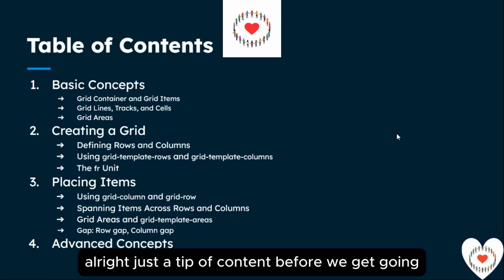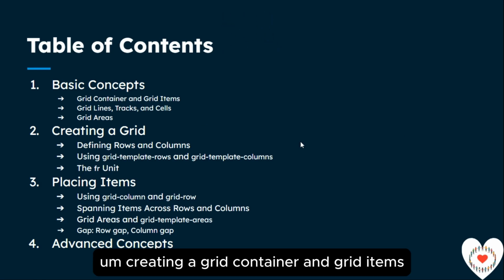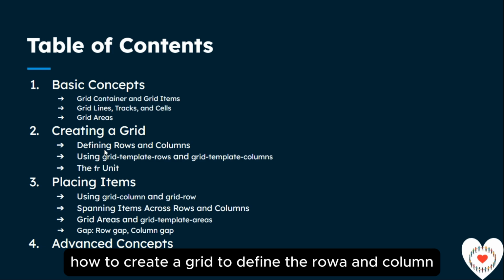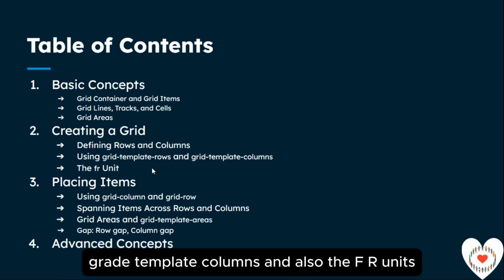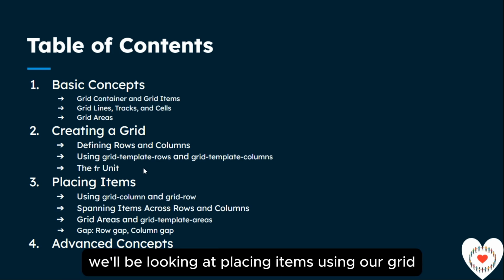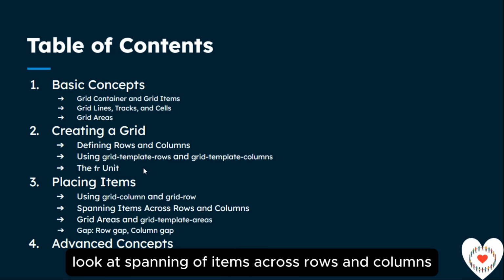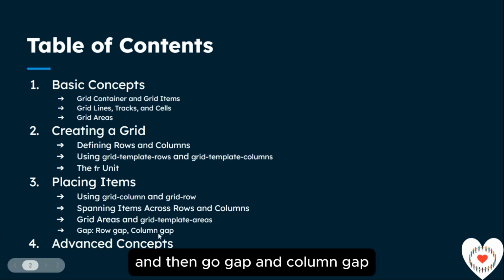Alright, just a table of contents before we get going. We're looking at some basic concepts, including the grid container and grid items, grid lines, tracks and cells, and grid areas. Then we'll jump into creating a grid, how to define the rows and columns, and how to use grid-template-rows, grid-template-columns, and also the fr units. And then we'll be looking at placing items using grid-column and grid-row. We'll also look at spanning of items across rows and columns, grid areas and templates, and then row-gap and column-gap.